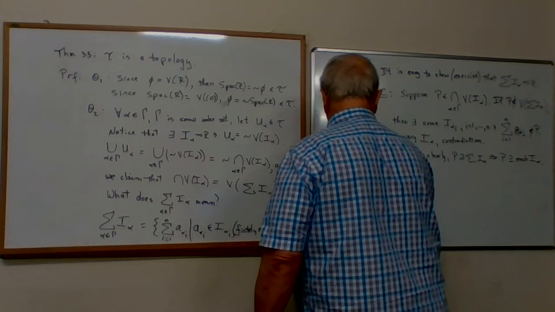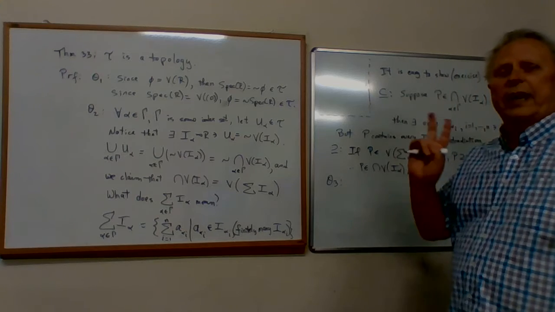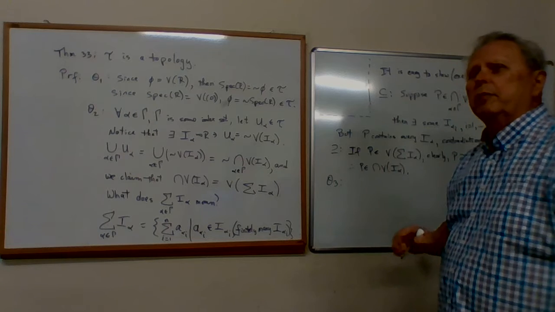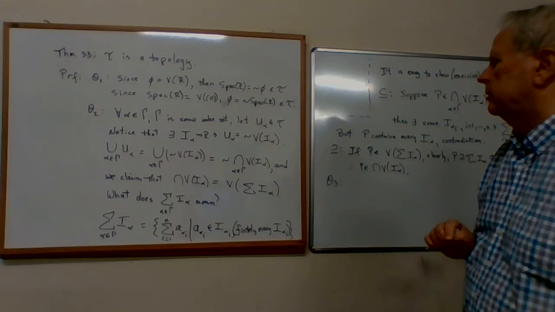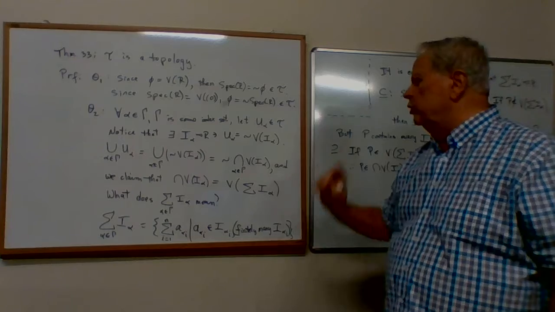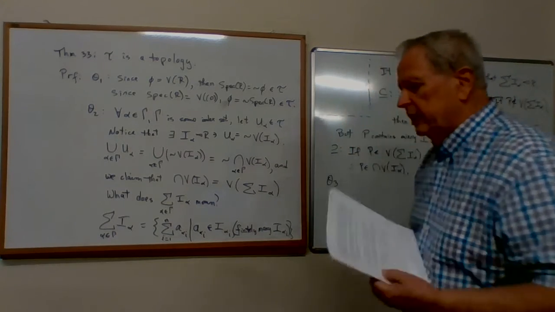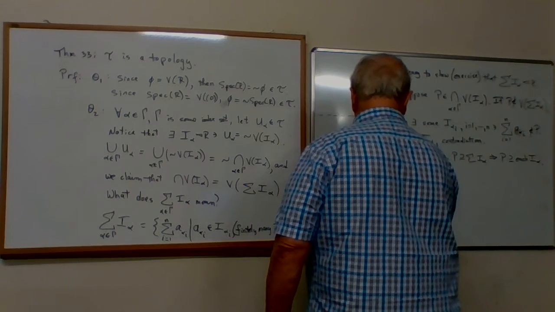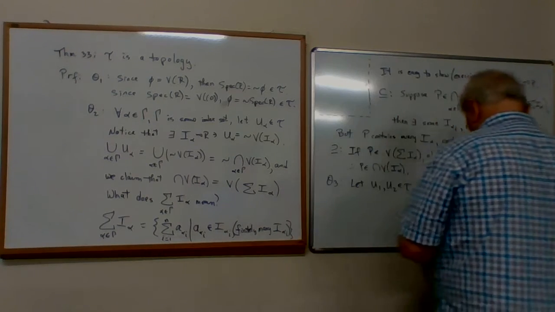O3. Now what's O3? I have to show that if I have any two, and by induction it would be any finite number, but if I have any two of these open sets, they're not open yet, but any two of the U's, U1 and U2, I have to show that the intersection of those two is another element of tau. So suppose that U1 and U2 are in tau.